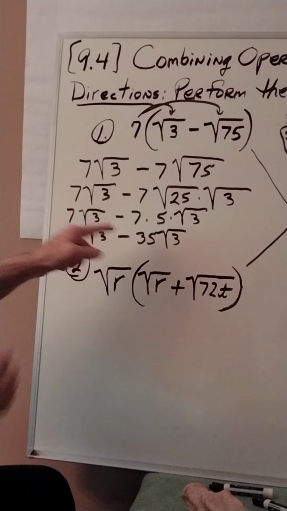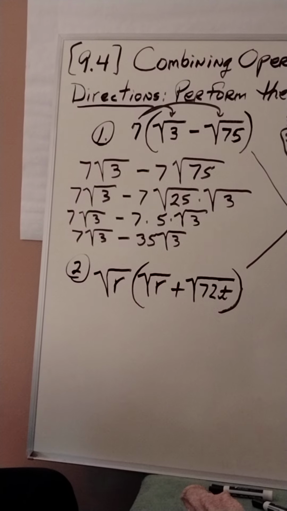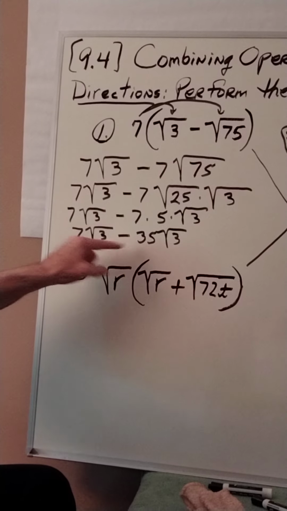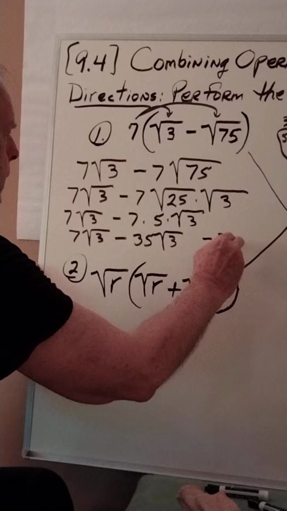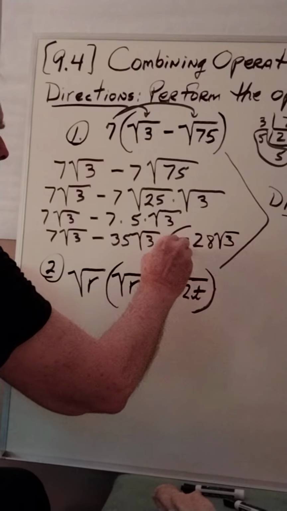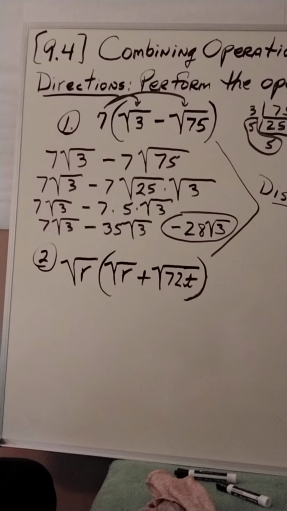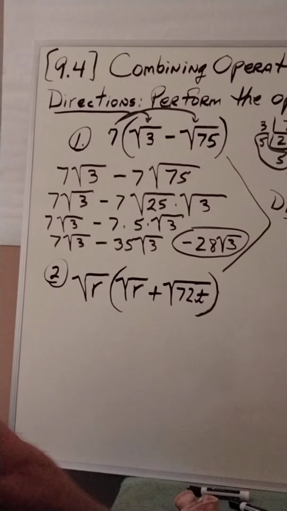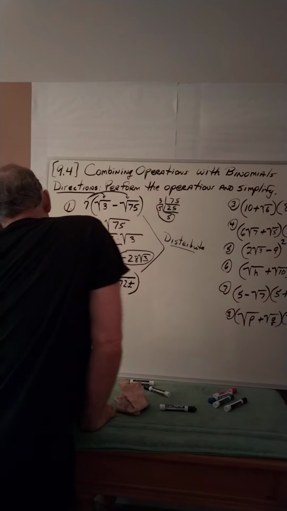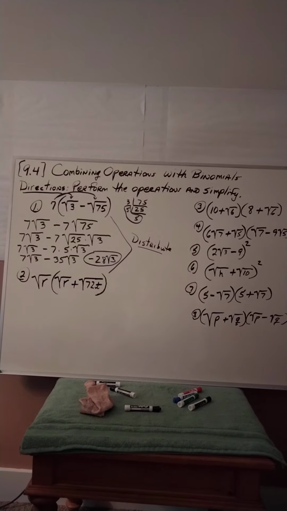Now we can subtract, because we have like radicals, same index, same radicand. Combine the positive 7 with the negative 35. That should give us a negative 28 root 3, and we're done. Let's move on to number 2.